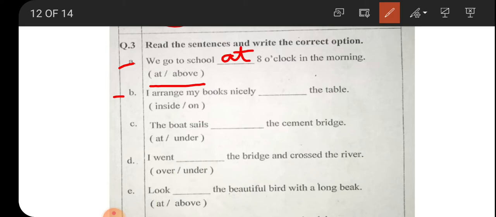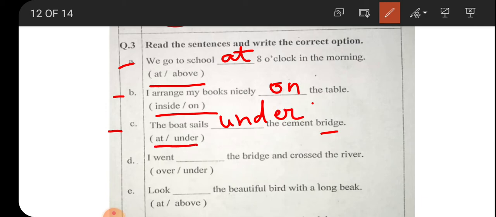Next. I arrange my book nicely dash the table. The 2 answers are inside and on. Where do we keep it? We keep it on the table. है ना? Next. The boat sails dash the cement bridge. Bridge के नीचे कहाँ चल रहा है? It is under the bridge. It is sailing under the bridge. Here the 2 answers are given. We have to select the correct one. Okay. Next, I went dash the bridge and crossed the river. Here the 2 answers. We have to select the correct one. I went over the bridge and crossed the river.